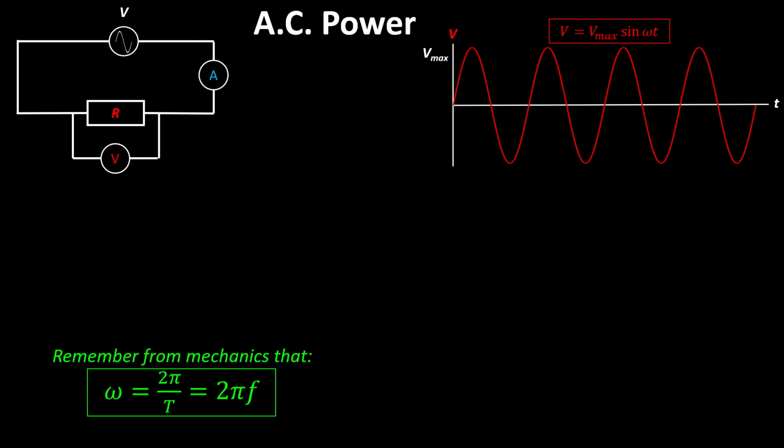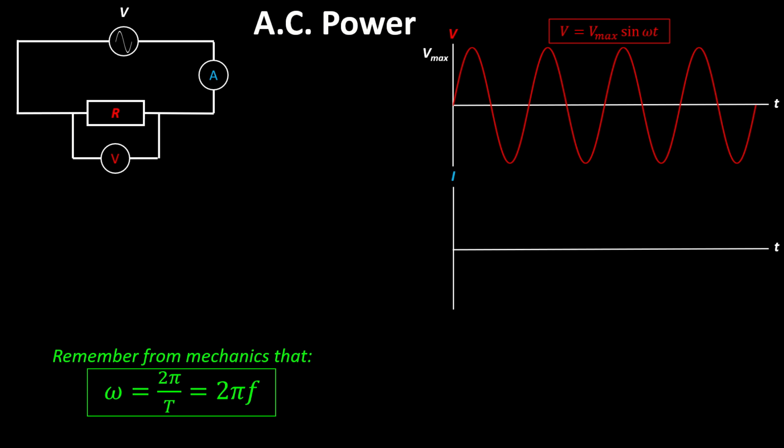And just because it's useful, just remember from mechanics that omega is 2 pi divided by the period, which is equal to 2 pi times the frequency. In an AC circuit, we would usually use 2 pi f because usually we talk about frequencies with AC electricity. Okay, so that's what the voltage is.